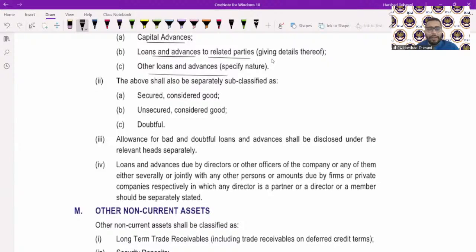Again, these are required to be disclosed as secured, considered good; unsecured, considered good; and doubtful. Allowance for bad and doubtful loans and advances shall be disclosed under the relevant heads separately. If there is an allowance for doubtful loans and advances, then you need to disclose it separately under each head.